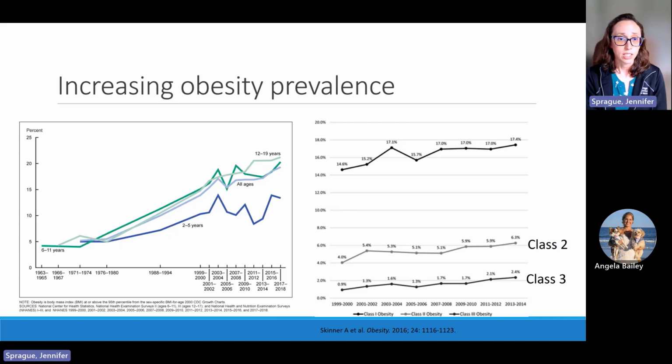The second graph subdivides the pediatric obesity prevalence into the classes of obesity. So the bottom two lines show the prevalence of class 2 and class 3 obesity. Both are considered severe obesity. Class 2 increased by 50% between 1999 and 2014. Most concerning, class 3, the most severe, so BMI greater than 140% of the 95th percentile, more than doubled between 1999 and 2014. So that's really rapid increases in the prevalence of obesity.